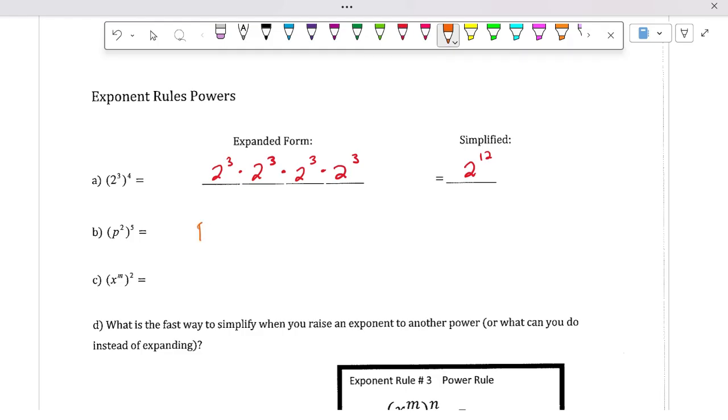Same thing here, p squared. So p squared 5 times. So it's 2 added to itself 5 times. 10. So that's equal to p to the 10th.